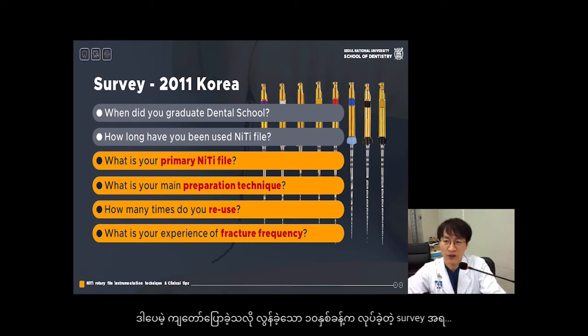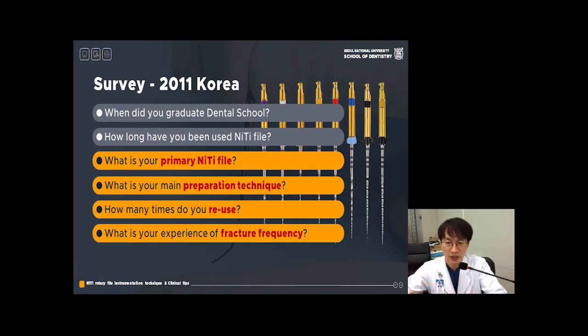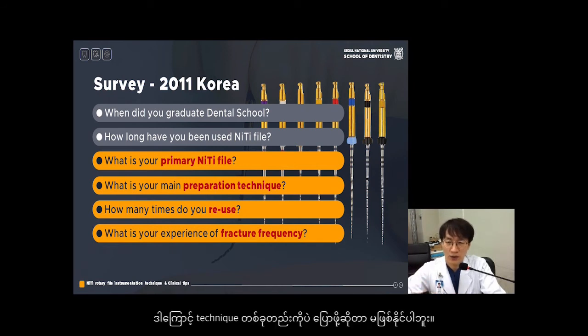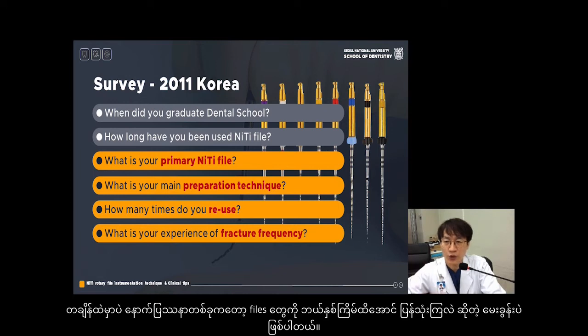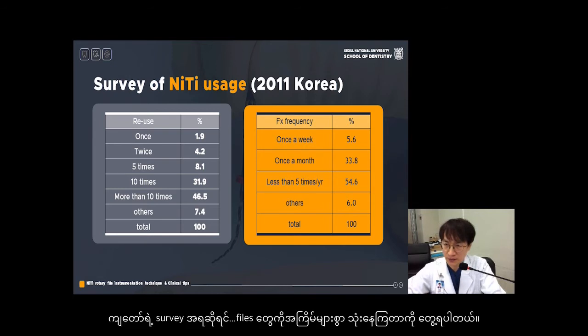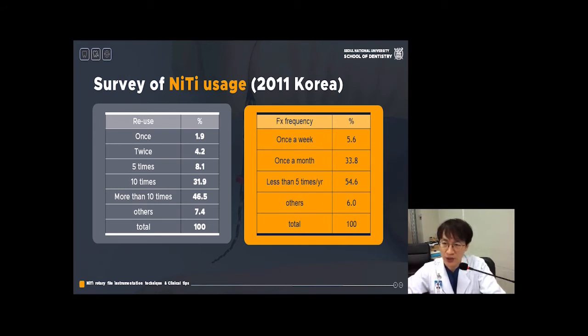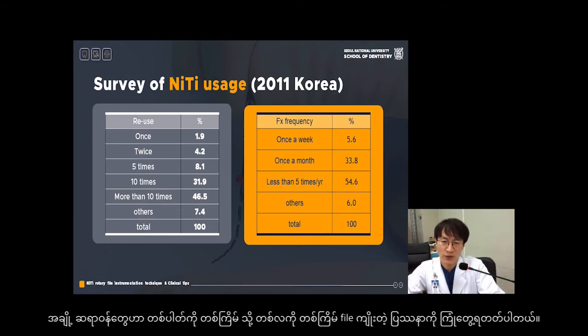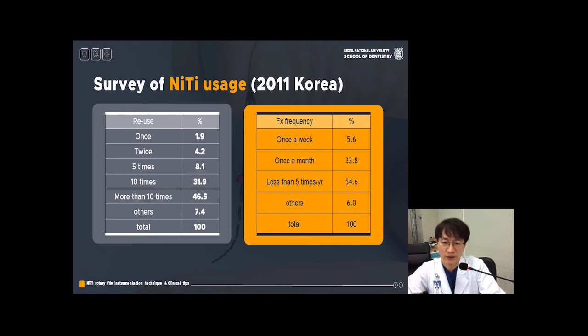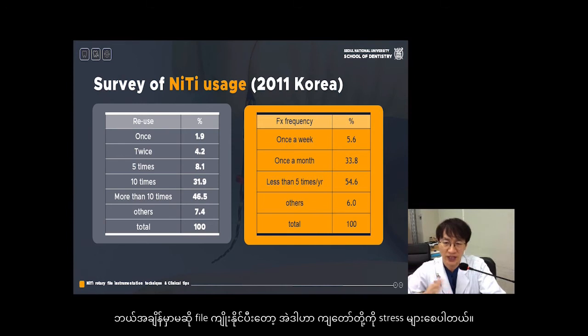And at that time, in my survey, I asked what your preparation technique is. They answered that they have a variety of preparation techniques, like a combination, crown down, or shaping up. So you cannot really say there is one technique that you use, but at the same time you have a problem with how many times you reuse the files, right? I asked through the survey, and they reuse them several times because of the cost of the file. We have to sterilize and use them, but at the same time it has the disadvantage that you're going to have fracture. Certain doctors have a fracture once a week or once a month, while other doctors say never or rarely. But at any time you're going to have a fractured file, that will give you stress.